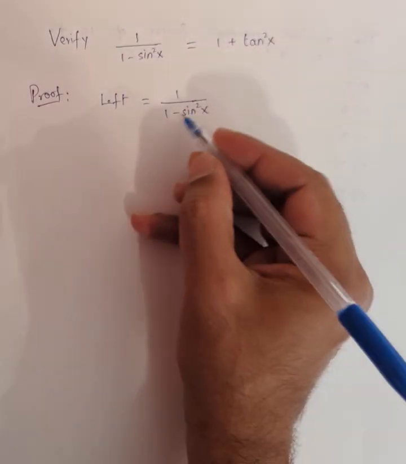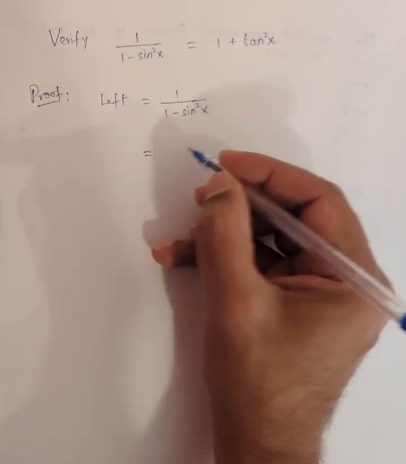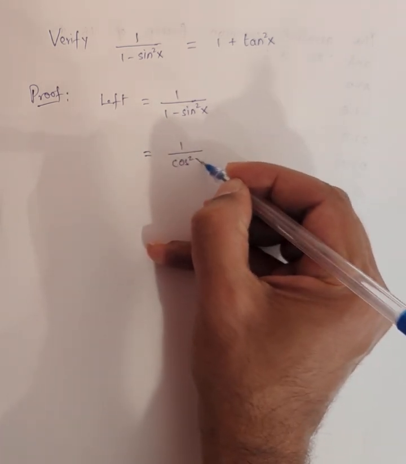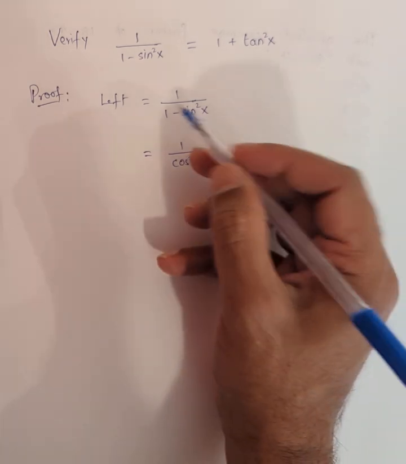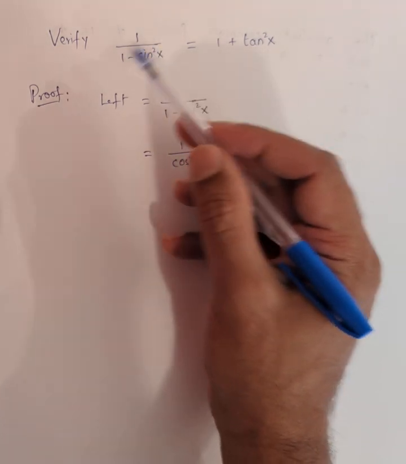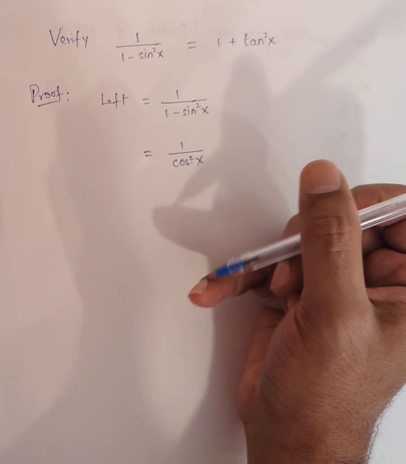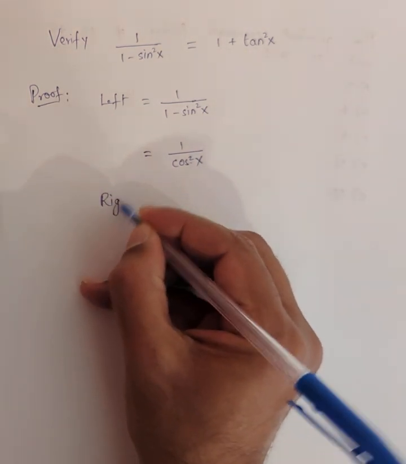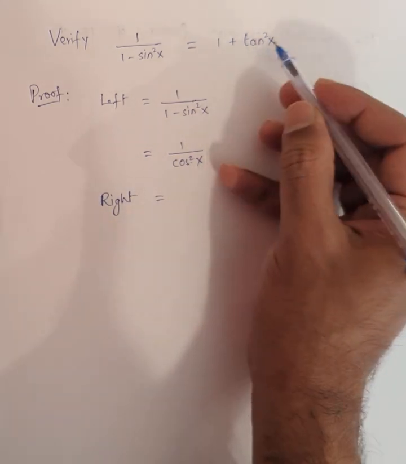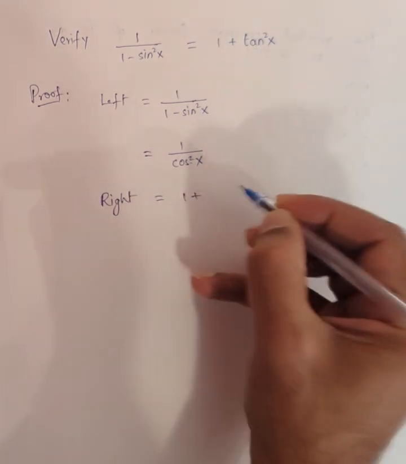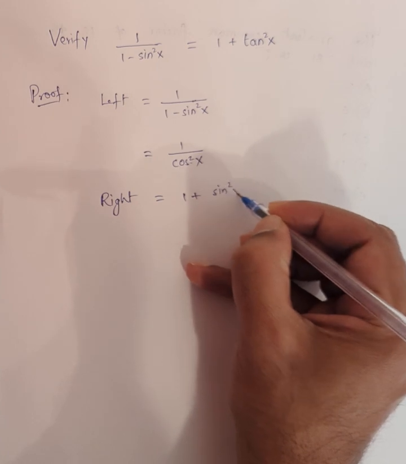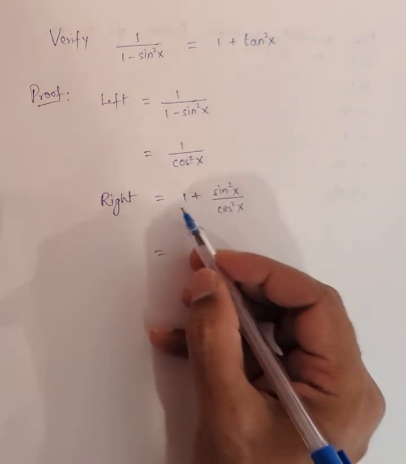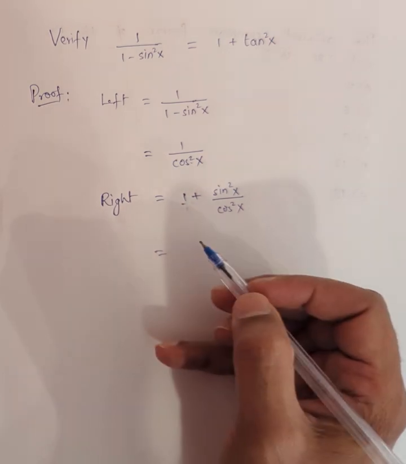So 1 minus sine square x, that's going to be cos square x. So I'm going to write this as 1 over cos square x. Alright, so I started on the left and arrived here. Now on the right side, I can rewrite this as 1 plus sine square x over cos square x. And then I can see 1 as 1 over 1.